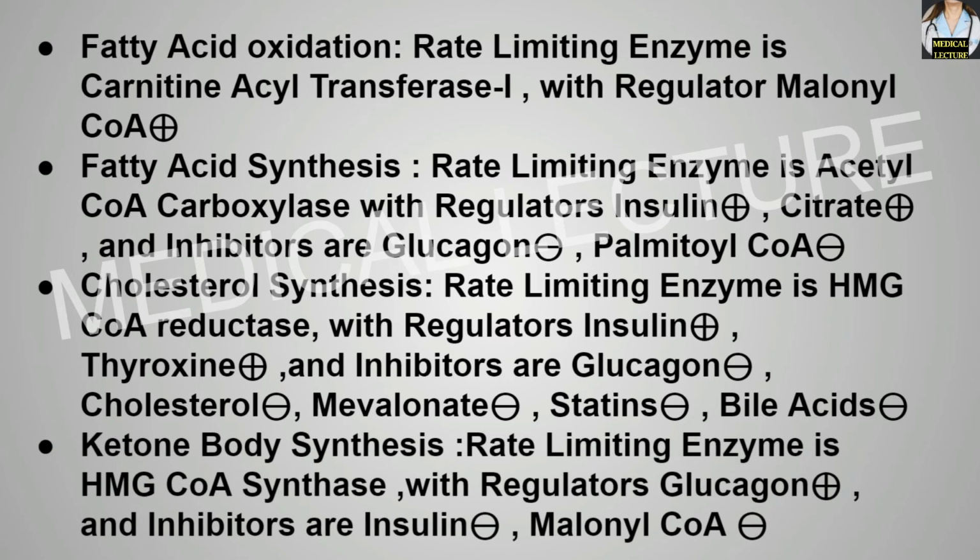Now next is the ketone body synthesis. So over here the rate-limiting enzyme is the HMG-CoA synthase. So remember the difference. In the cholesterol synthesis pathway, the rate-limiting enzyme is the HMG-CoA reductase, while in the ketone body synthesis, the rate-limiting enzyme is the HMG-CoA synthase. Over here, the regulator or the enhancer is the glucagon and the inhibitors are the insulin and the malonyl-CoA.